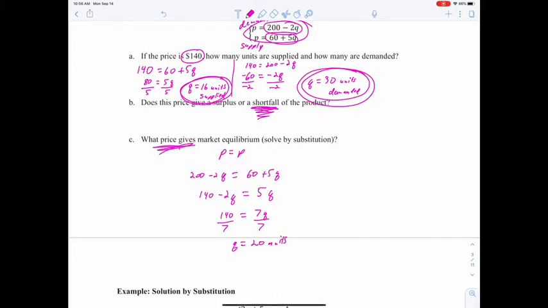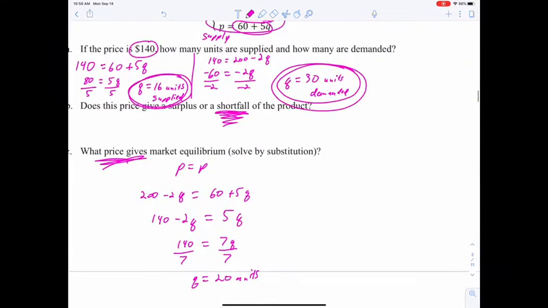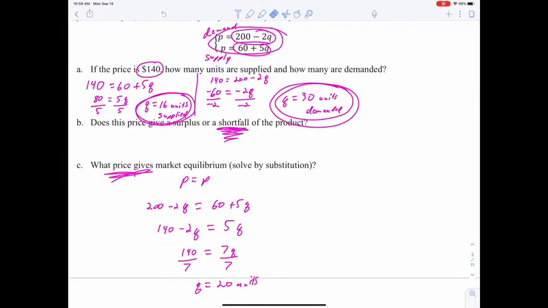Price. So what we're going to do is take this Q equals 20, and we pick either one of the two original equations. It does not matter. Usually pick one with lower numbers. It just makes the math easier. But we're going to take one of the original ones. P equals, I'm going to use the second one up there, 60 plus 5Q.